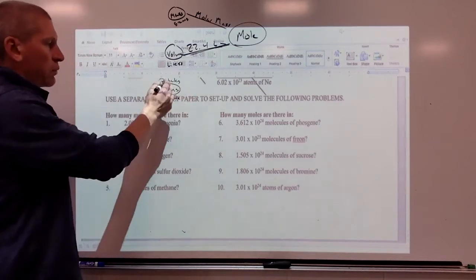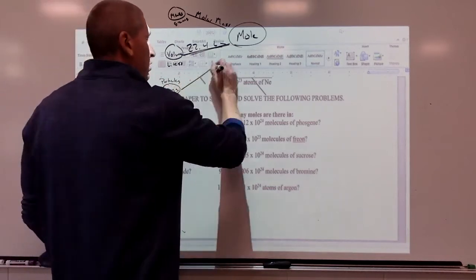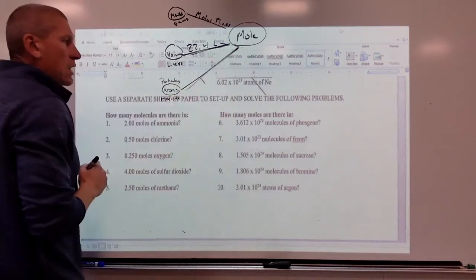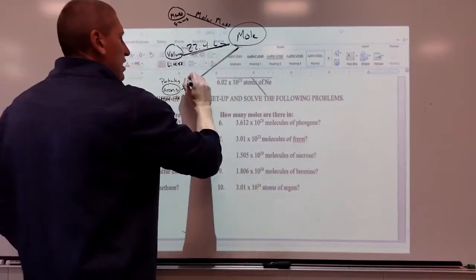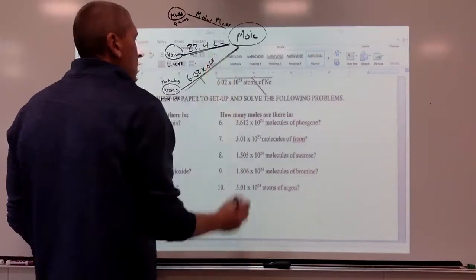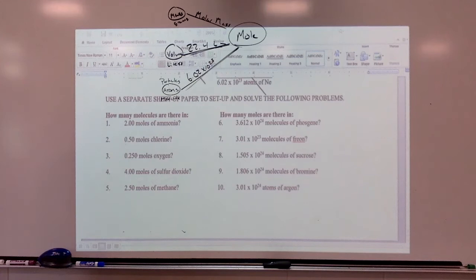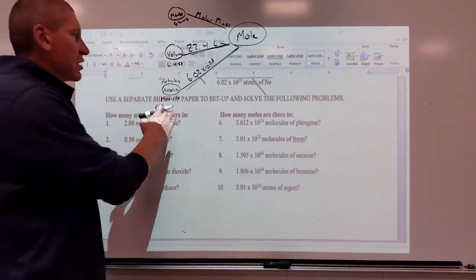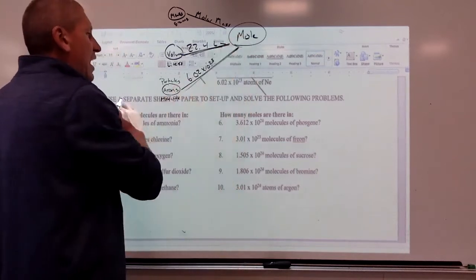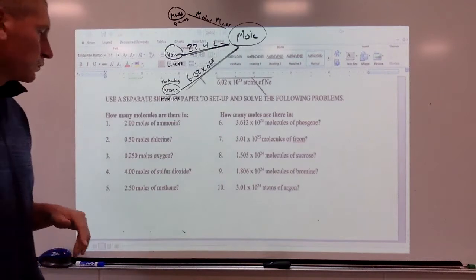So particles, atoms, or molecules. And there's a bridge for this one. And the bridge that we need, or the number we need to get across this, is that 6.02 times 10 to the 23rd. Okay, big number. So the math for this is going to require that we do some exponents and stuff like that. But for this little video, we're going to focus on just this part. So going from moles to atoms, or atoms to moles. So we got a few examples right here.